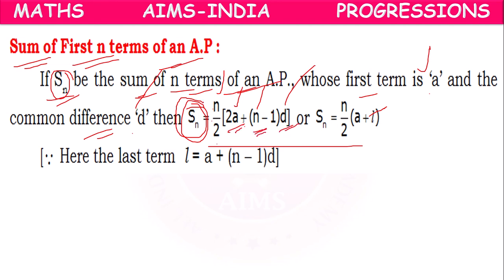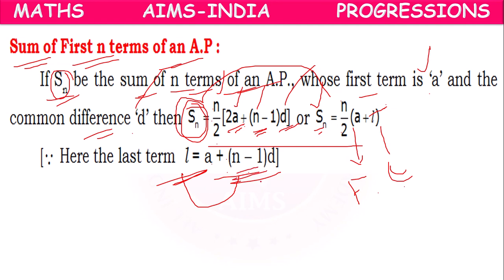Or if a is the first term and l is the last term, basing on first term and last term, we can write in another way, that is Sn, sum of n terms, equal to n by 2 into a plus l, where l is the last term or nth term, which is given by a plus n minus 1 into d.